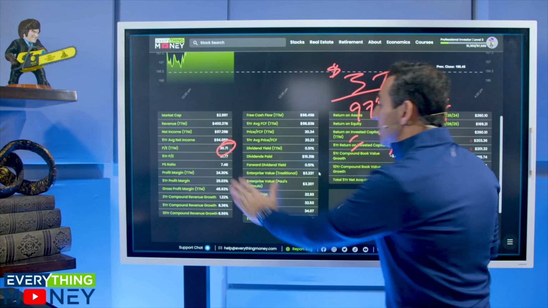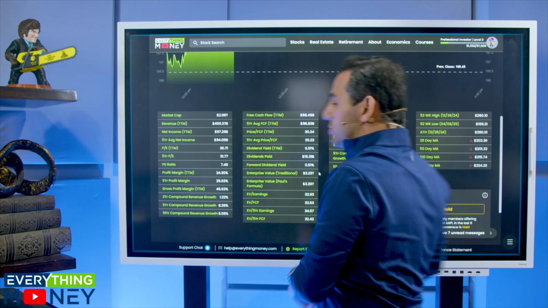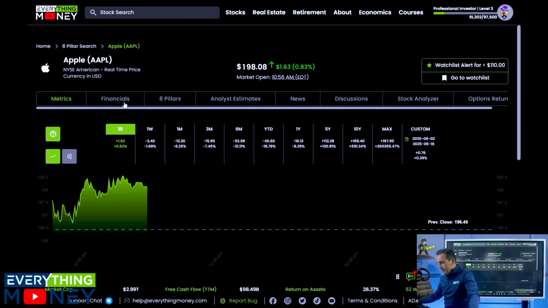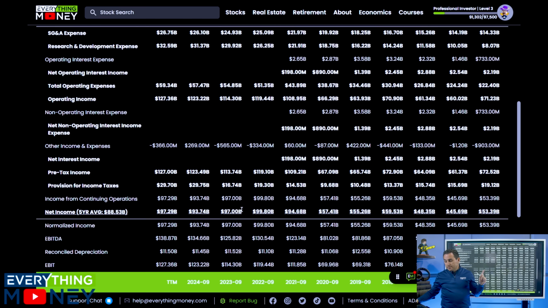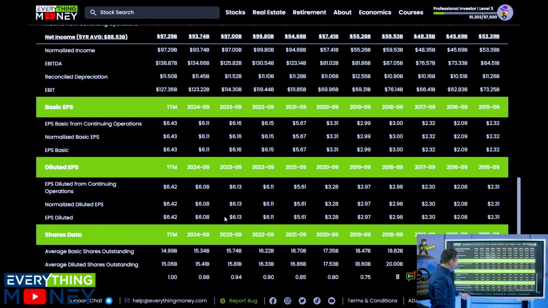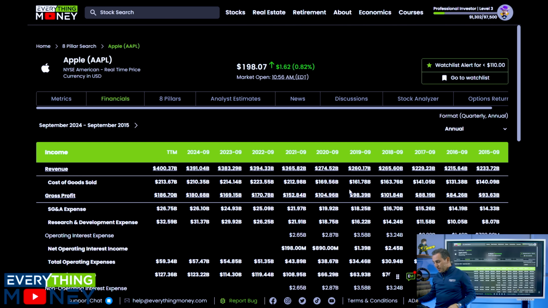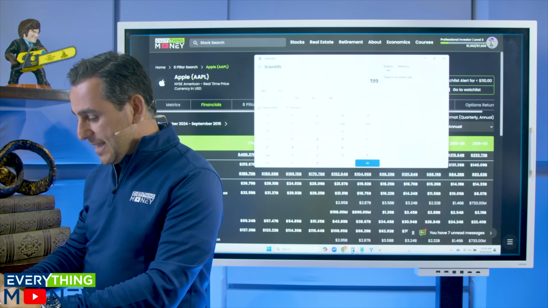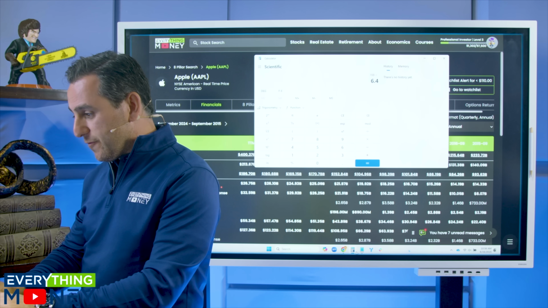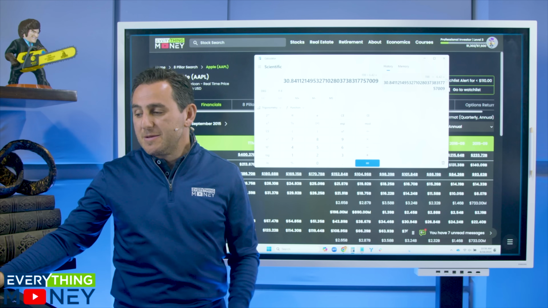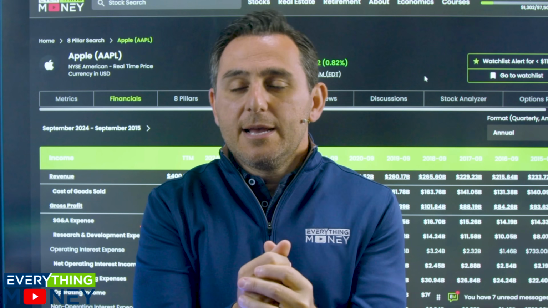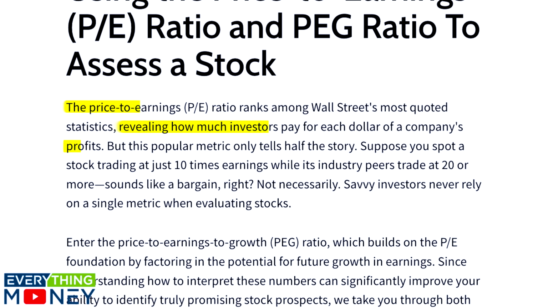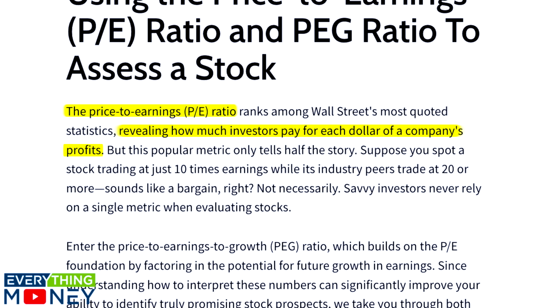Very simple. Even simpler, let's go to our software. What we do in our software is we go to the income statement, and over here in the format, we look at the annual number. In the last 12 months, the company has made $6.42 per share. Guess what, guys? The current share price is $198. 198 divided by 6.42 is 30.8, pretty much the exact same number. So that is how you can put both of those together. It's a very simple ratio. It's basically saying to you, how much are you paying for every dollar of earnings?